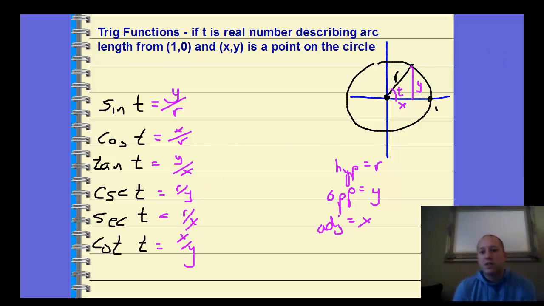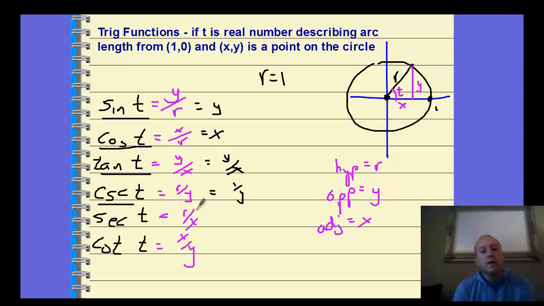But for this example, we know what our r is. Our r has to equal 1. It's a unit circle. So we know that the sine of t is just y. Cosine of t is x. The tangent of t is still y over x, so we don't have the r value. Cosecant is just going to be 1 over y, and you might be able to rationalize that if y is a root. Secant is going to be 1 over x. Cotangent is still x over y.